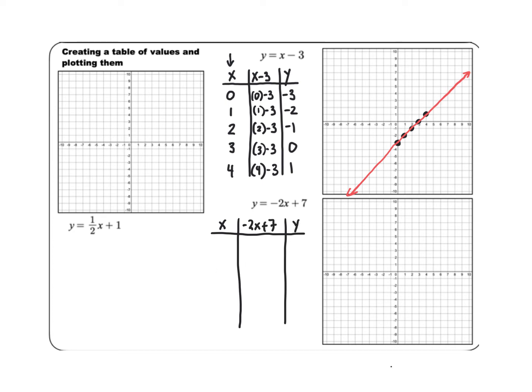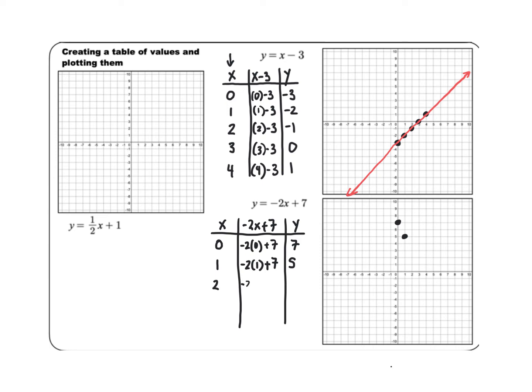Okay, so let's start at a 0 again. So I got a negative 2 times a 0 plus 7. That's just going to give me 7 up here. So I got 0, 7. Plug a 1 in. So I got a negative 2 times 1, which is going to give me a negative 2 plus 7, which is going to give me 5. 1, 5.